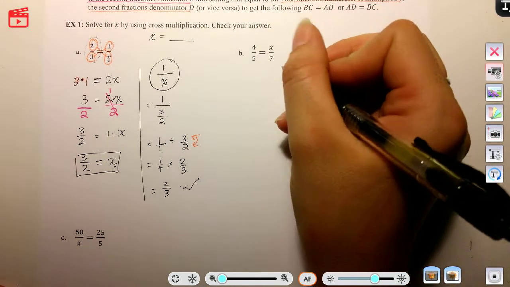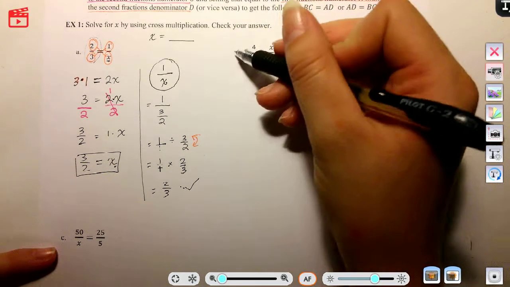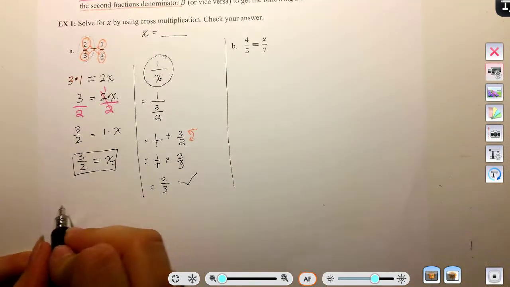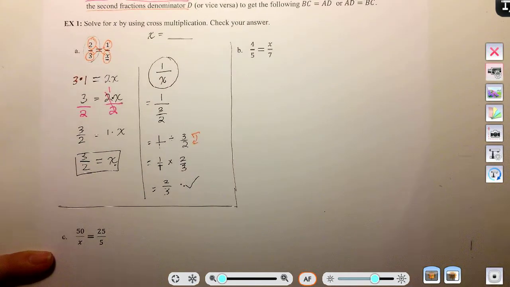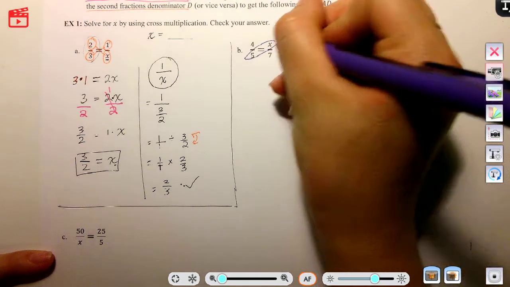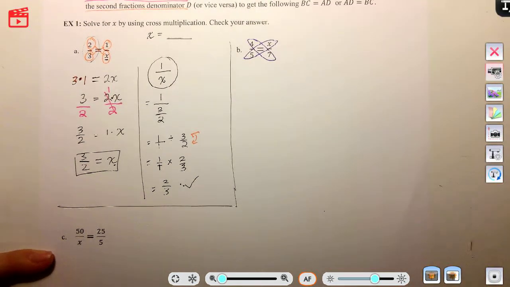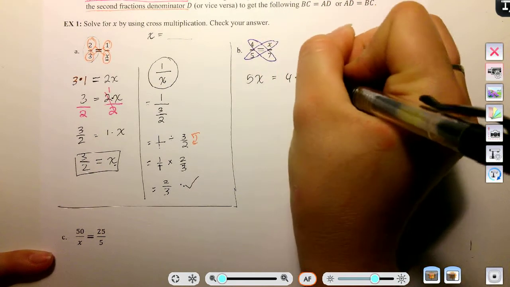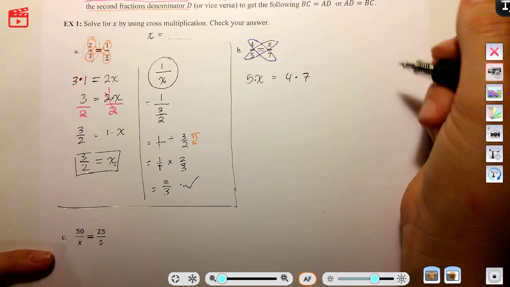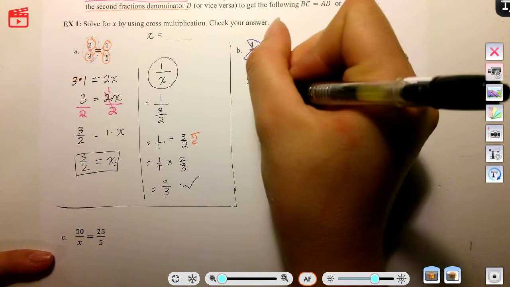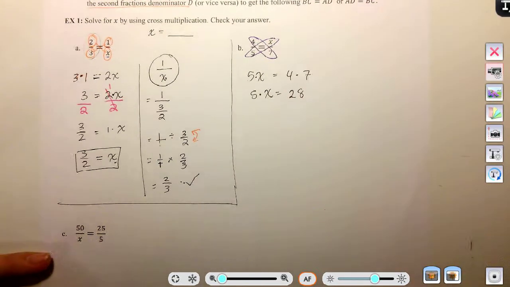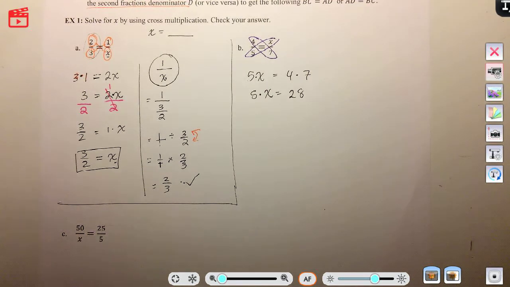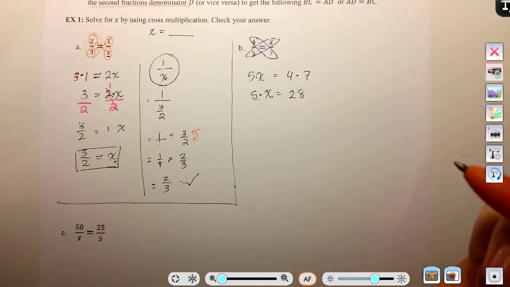All right. So let's go ahead and use cross multiplication to solve for x with this problem. Okay, we'll be cross multiplying 5 times x, and then 4 times 7. Well, 4 times 7 is 28, and 5 times x. All right, remember, we want to get x by itself. But at the moment, is there anything near x? Yes, there is. There's that 5, and I want to get rid of that 5.